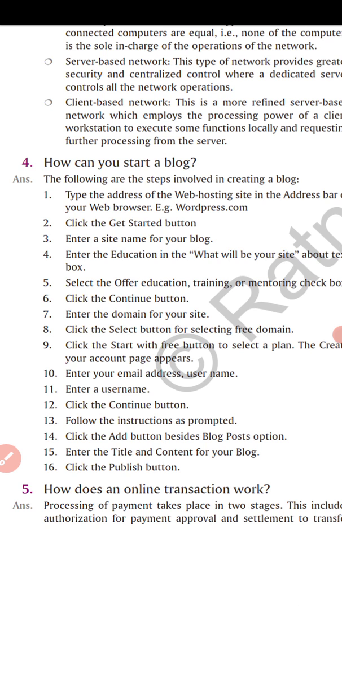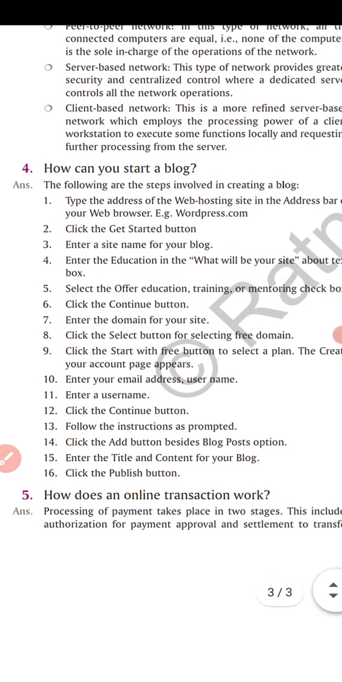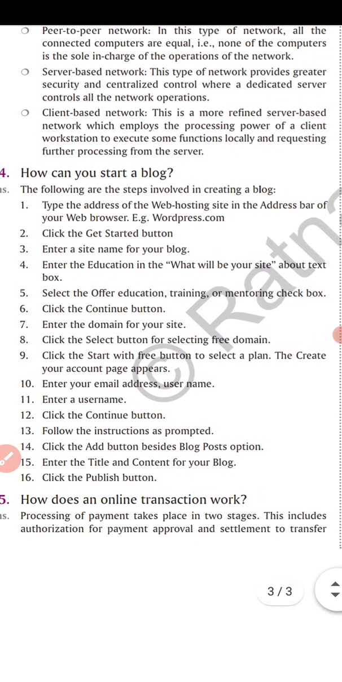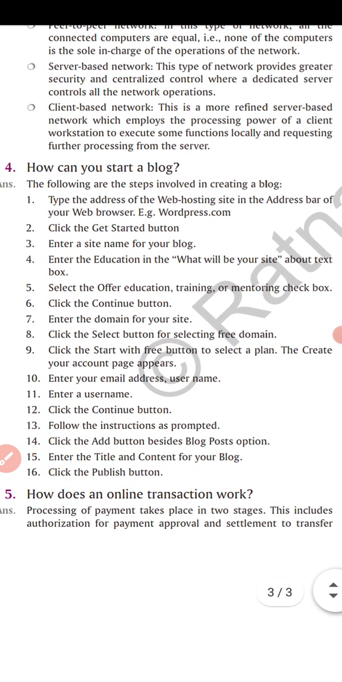Now here, how can you start a blog? If you want to create a blog, how can you do it? Dear students, type the address of a web hosting site in the address bar. Suppose you have wordpress.com, you should go and type it. Click the Get Started button, enter a site name for your blog, enter what your site will be about in the text box, and select the education and training checkbox.